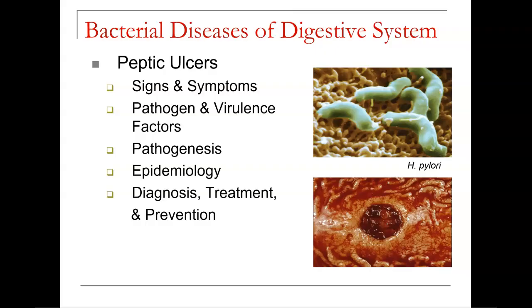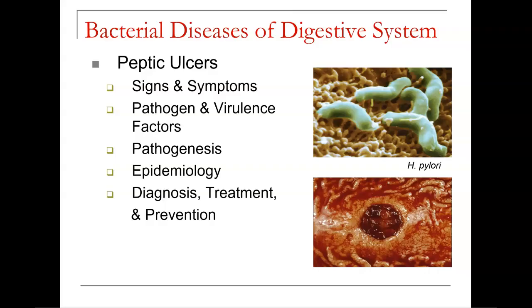Next, we're heading into peptic ulcers. These are going to have abdominal pain, nausea, vomiting, weight loss, chest pain, black, tar-like stools, and can lead to internal bleeding and bowel obstruction. The pathogen that causes this is going to be referred to as Helicobacter pylori.